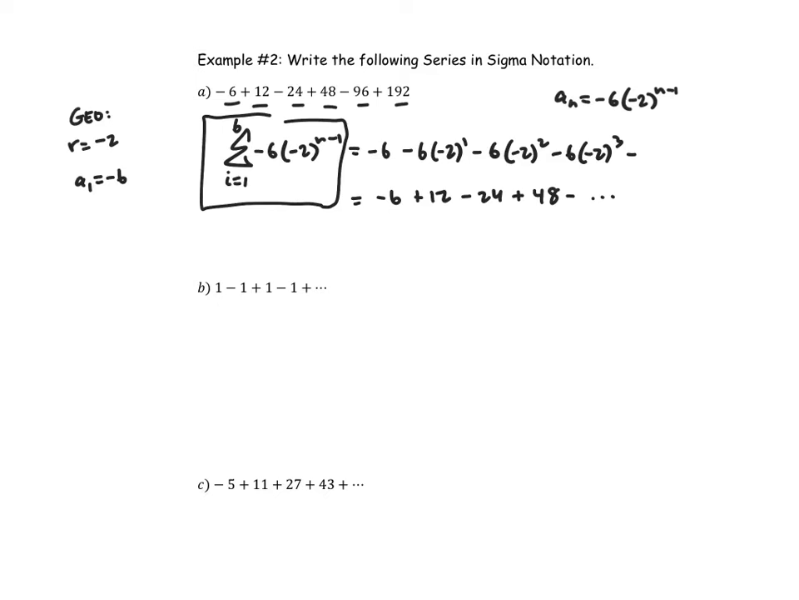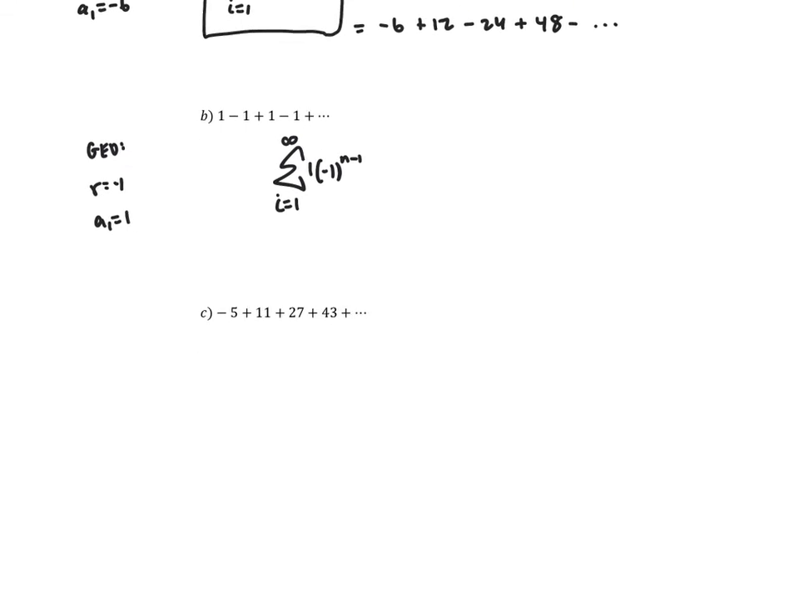Okay, let's look at the second one. It looks like this is actually geometric as well. Looks like r equals -1, and it looks like a sub 1 equals 1. So I could set this up using a series. It looks like it's an infinite series, so i equals 1 up to infinity of 1 times -1 to the n minus 1th power. Since our first term is 1, we would want n minus 1 as the exponent. And of course, that would output the sum of the values that I see there.